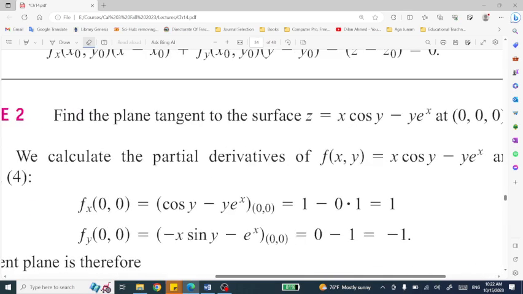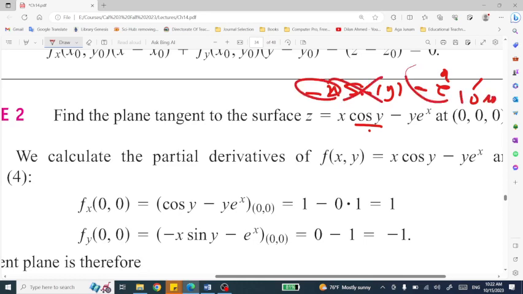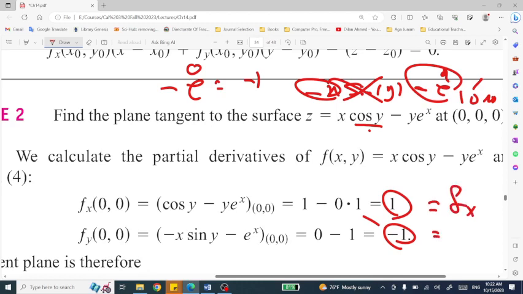F sub y minus sine y, e to power x at 0. Tan 0 is 0. At 0, I'll get 0. I got a minus e to power 0 minus 1. fx, fy. We don't need the other one. Good. Yes, I can stop here.